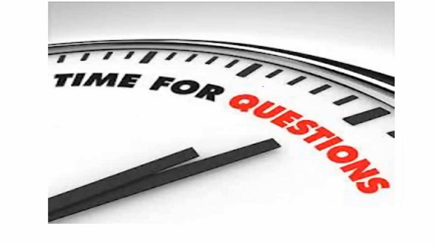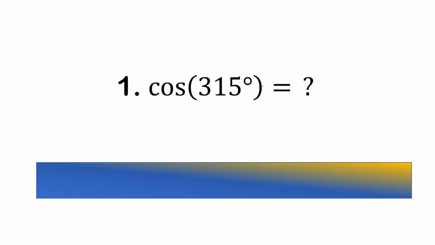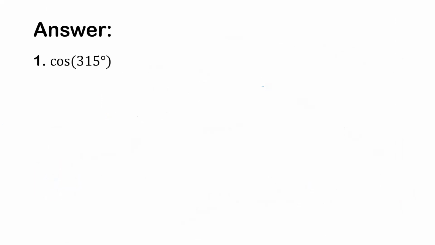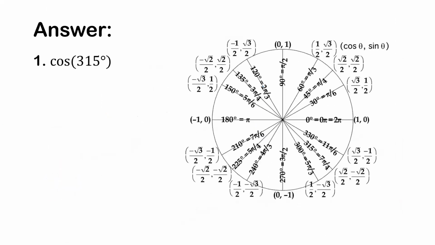Now, I hope you're ready for the time for questions. Let's start with number 1. Cosine of 315 degrees is equal to, and the answer is, ayan, tingnan natin, nasan si cosine of 315 degrees? Nasa fourth quadrant ito eh. Fourth quadrant ang reference natin.